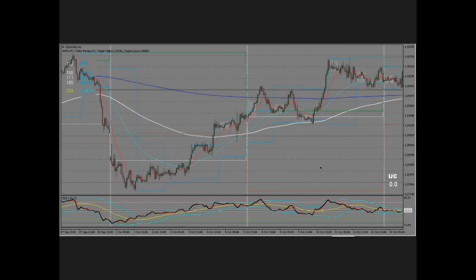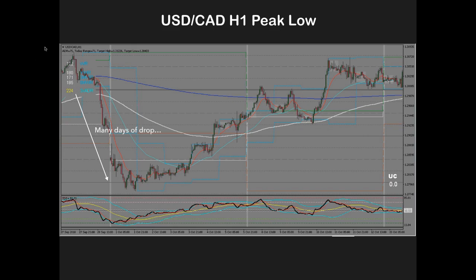Looking at another example here, let's look at UCAD. Here's another peak low condition. This is also many days of drop. You can't see this because the chart is kind of cut off on the side here, but you can see many days of drop if you zoom out into this peak low. So this is the inducement, and then we have the trap. You can see a multi-day W pattern.